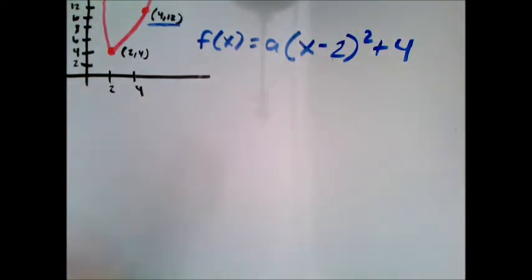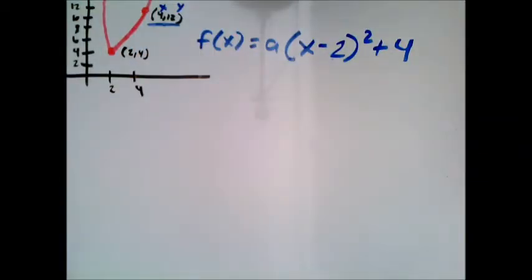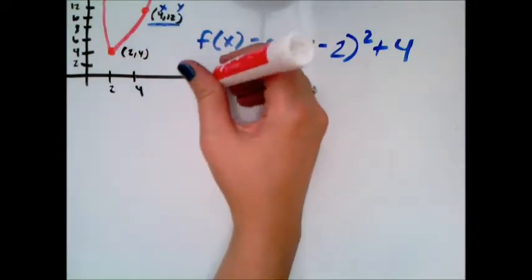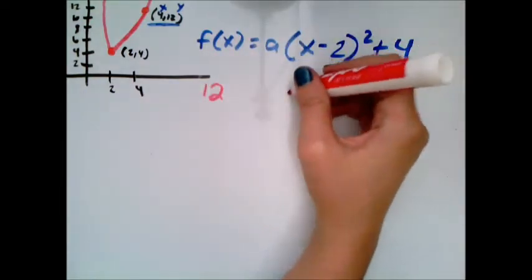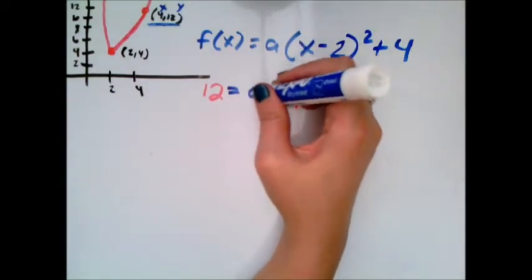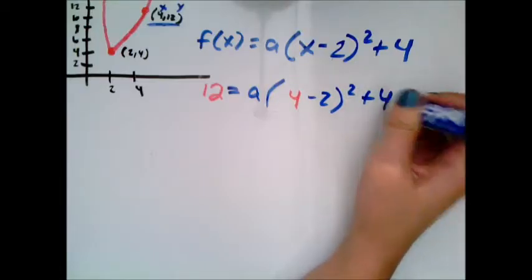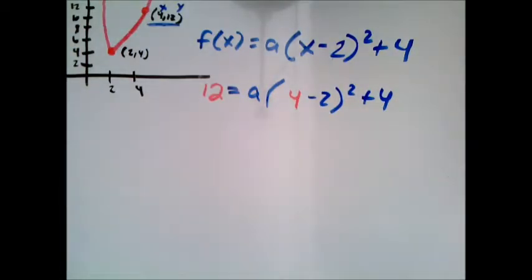Well, the other point, this is x, and this is y, or f of x, the output. So if we plug in the other point, we can use that to figure out what a is. So my output is 12, when my x input is 4. So I'm just plugging that into the equation. So notice a is the only variable left, so I can use that to figure out what a is.